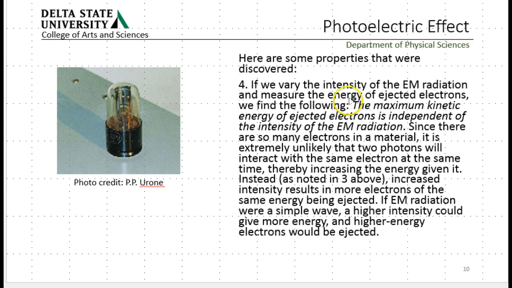We can, by varying the intensity, measure the maximum kinetic energy. The maximum kinetic energy is independent of the intensity. So it doesn't matter how bright the light is, all of them come off with the same energy. All that matters is the frequency. The frequency completely determines the kinetic energy of the electrons that come off of the cathode or anode, depending on which one you're illuminating.